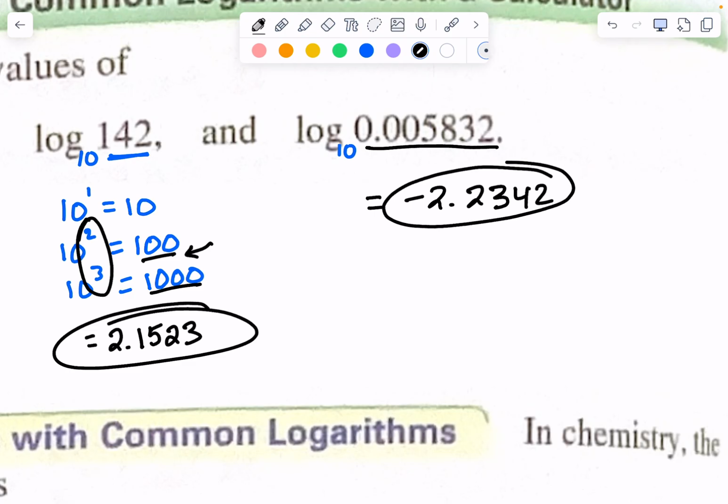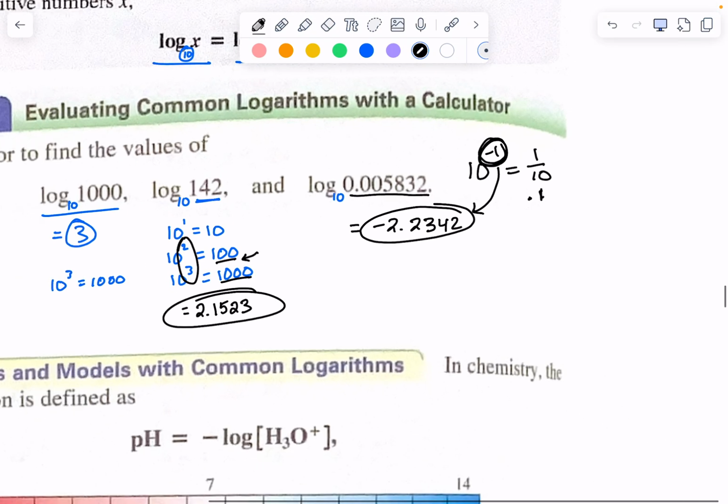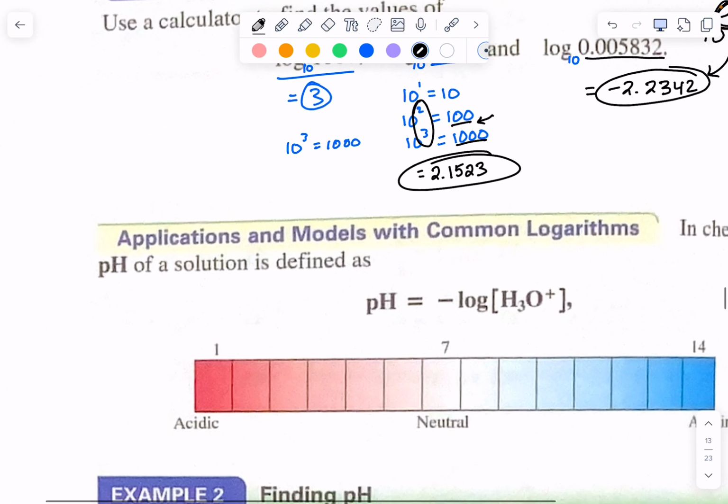When you're making it into a fraction, like 10 to the negative first power is 1/10, that's 0.1, right? So if I'm going back and I'm doing decimals, I know that my exponent is going to be negative. I know my number is going to be negative. So this is negative 2.2342. There you go. Just typing numbers into your calculator and hitting the go button.